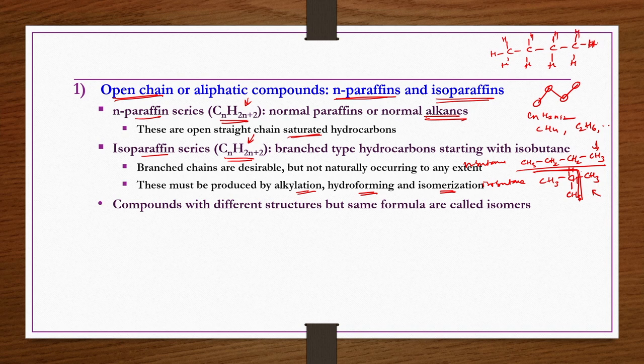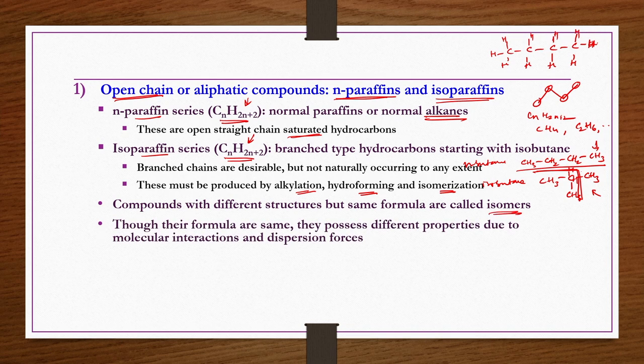Compounds with different structures but same formula are called isomers. Okay? Though their formula are same, they possess different properties due to molecular interactions and dispersions. Let us say this, CH3, CH2, CH2, CH3. As I mentioned, in reality they are present like this. And then if they are present like this, CH3, CH, CH3, CH3.